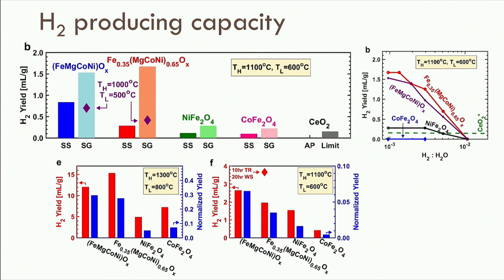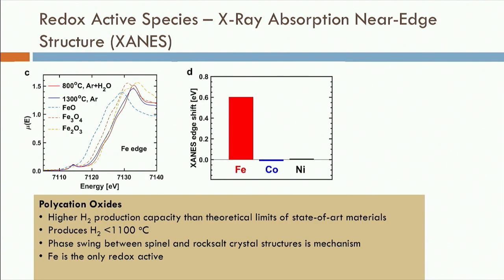The question is, of those cations that are there, iron, cobalt, and nickel, which one is actually redox active? Is one of them redox active, or all three? The way to find out is to look at the X-ray absorption near edge structure. This is where the oxidation level changes and shifts the core absorption of the electrons. And what we find, the bottom line, is that iron is the redox active species. Cobalt and nickel are redox inactive. What we're trying to find out is, what are cobalt and nickel doing in this lattice? That we are still trying to figure out.